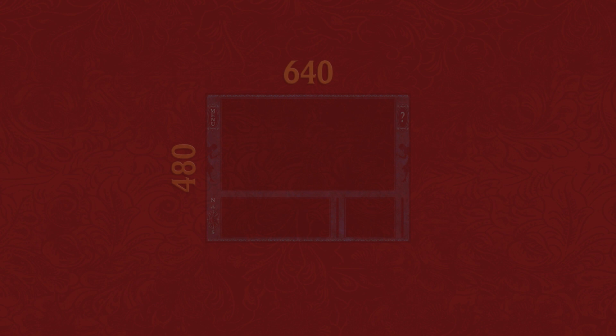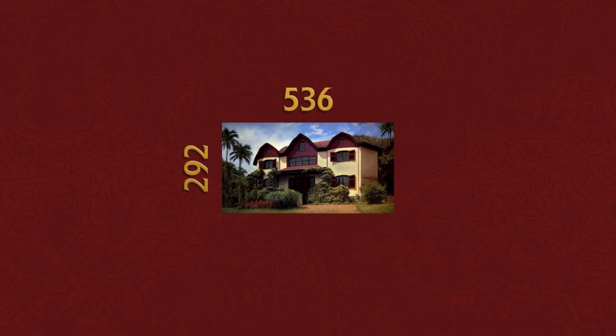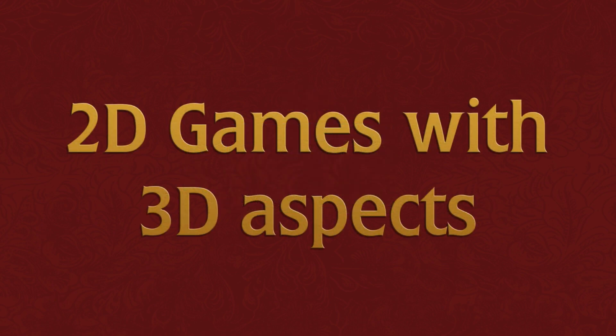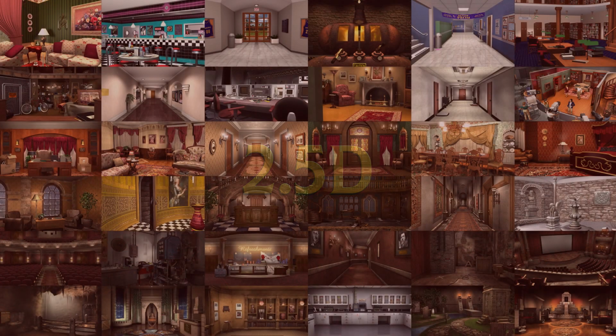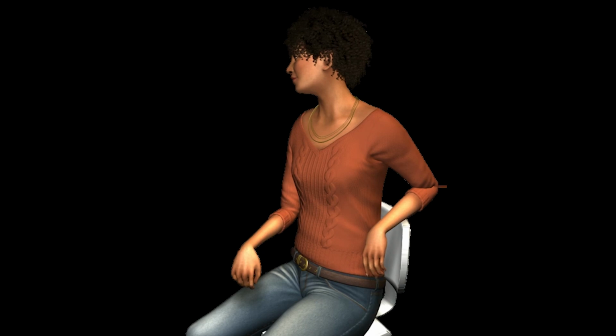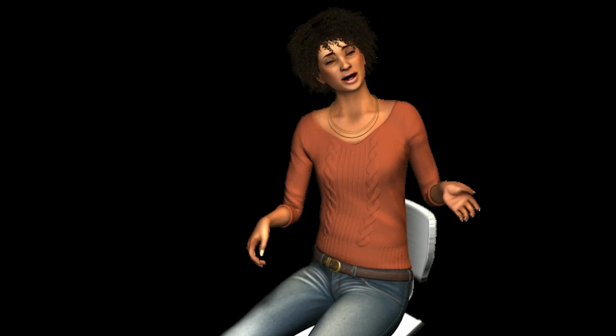Even though the original game resolution was 640 by 480, a lot of the screen was taken up by the graphical user interface, or GUI. The actual size of the window into the game was 536 pixels by 292 pixels. As many people know, the first 32 Nancy Drew games were 2D games with 3D aspects. So technically, there's a term for that called 2.5D, and that's kind of where the original games sat. All the environments were 3D locations rendered into 2D images. The character animations were pre-rendered 3D files lip-synced with audio, except for Secrets Can Kill, which had 2D character animations.